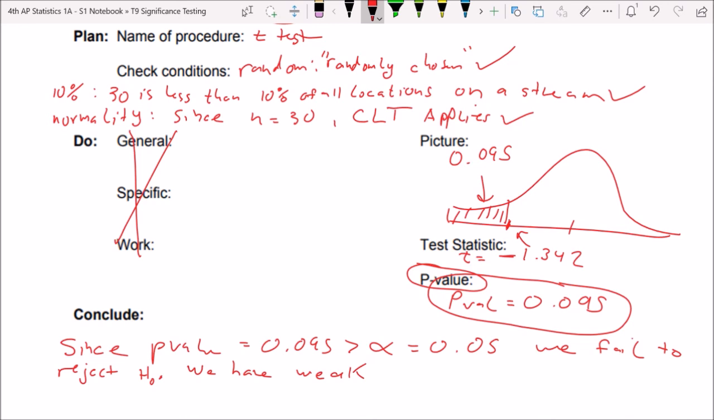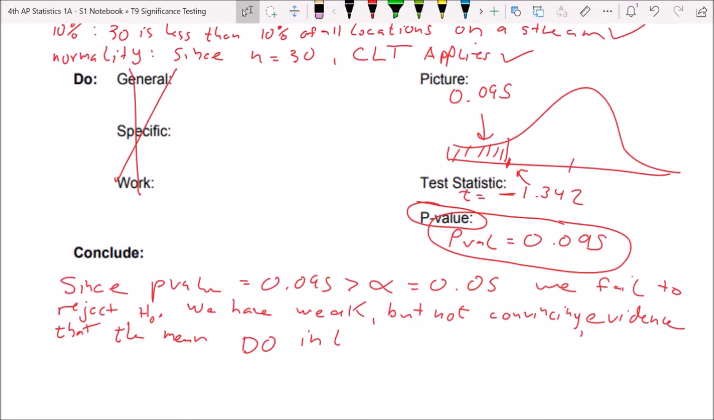That the average dissolved oxygen in this stream, I'm going to put the mean dissolved oxygen in this stream is less than 5. Now, what's up with the weak but not convincing?